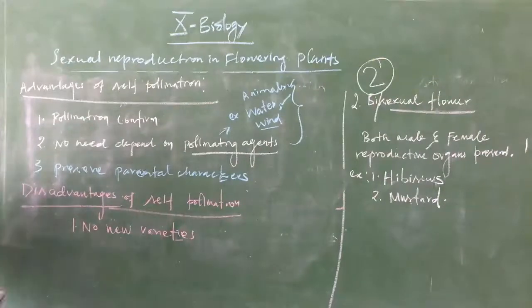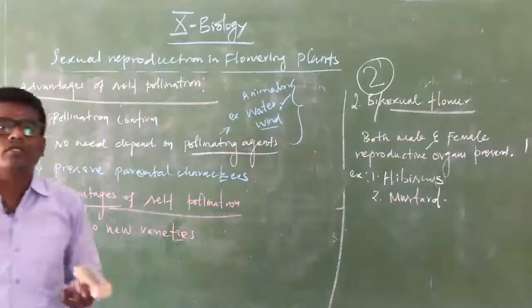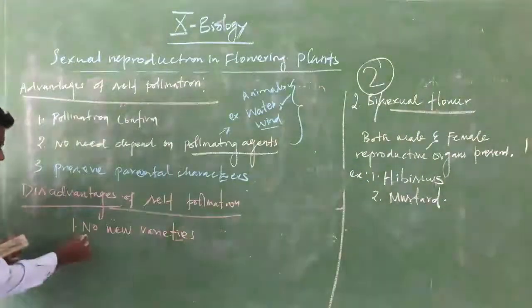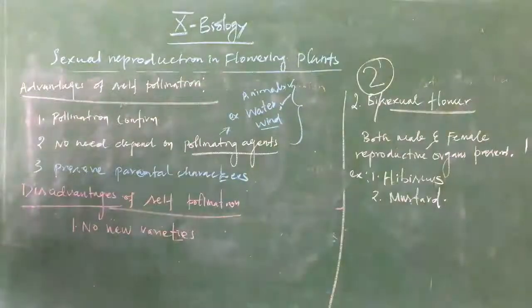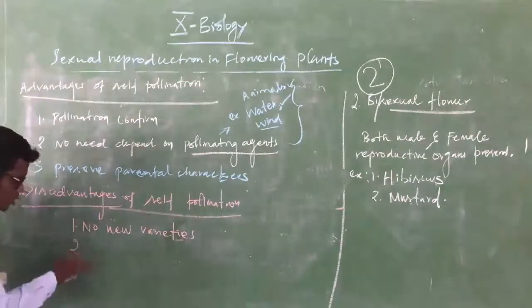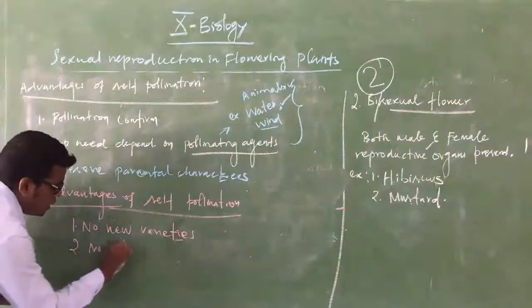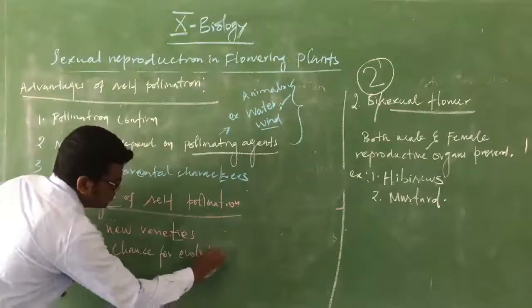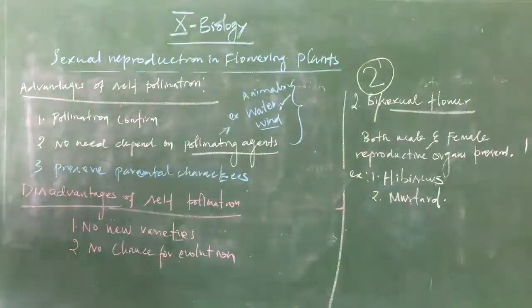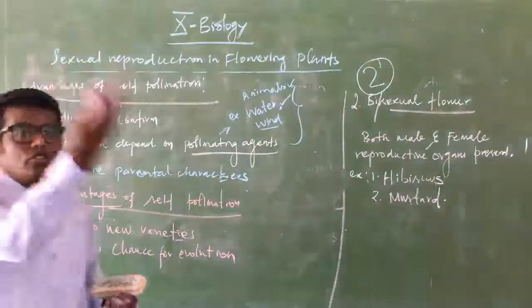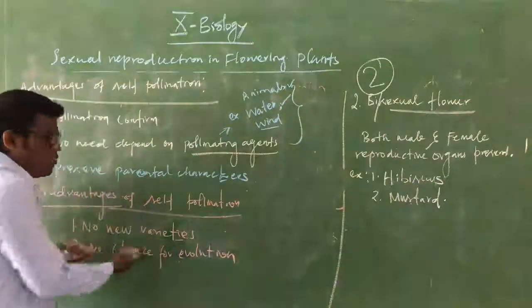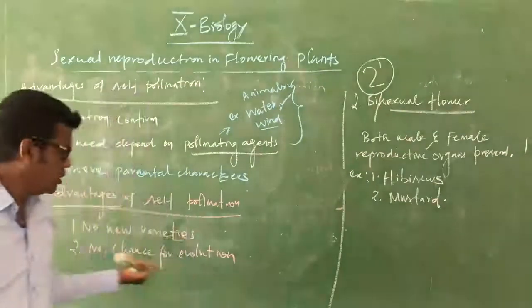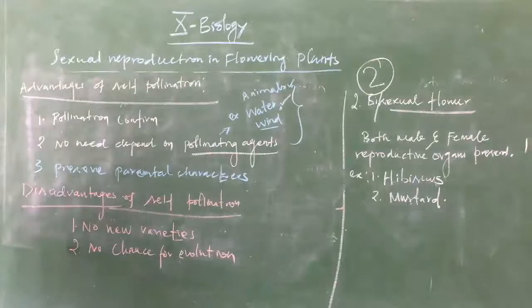So without variation, the same characteristic offspring are produced. No new varieties. And if there are no varieties, there is no chance for evolution, because variation only brings evolution. Here, there is no way for variation, then how does evolution come? Okay, so these are disadvantages.